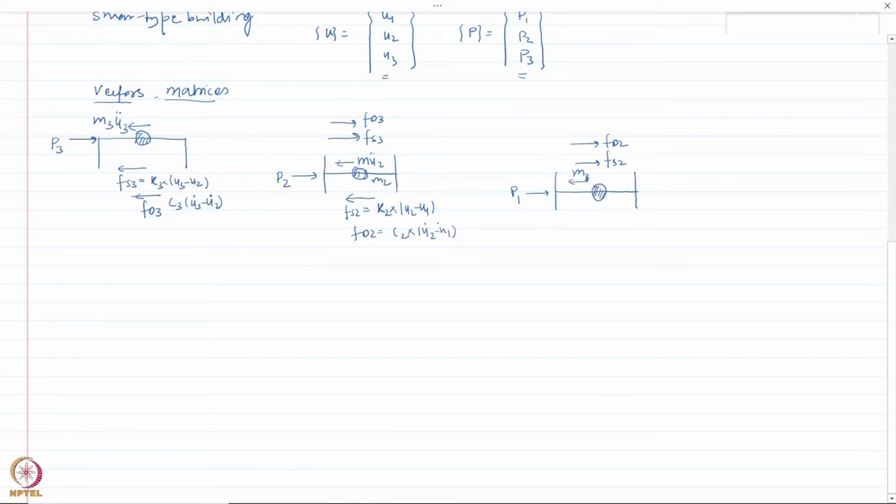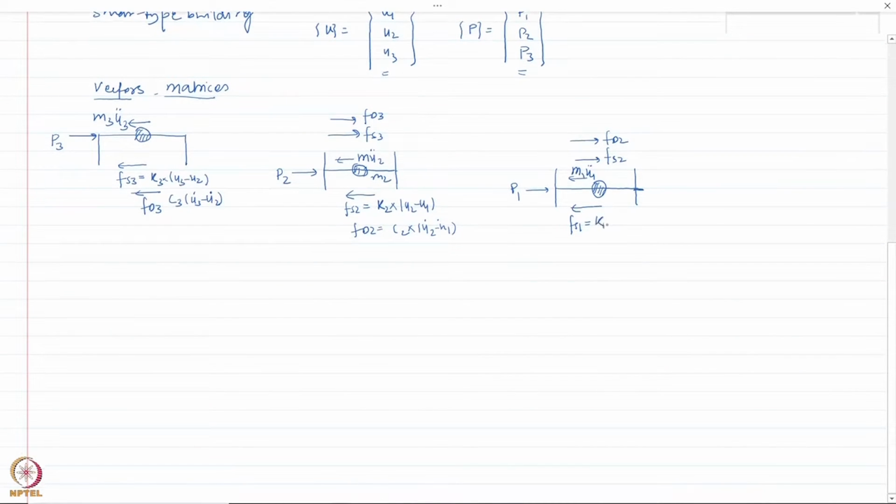Okay, so let me write it here again. M1 times U1 double dot, and then I have force Fs1, which is equal to K1, the story stiffness, times the story drift of the first floor, which is U1 at this point. However, the floor below is basically the ground, so it has zero velocity. So I will write this as K1 times U1, and similarly Fd1 would be C1 times U1 dot.